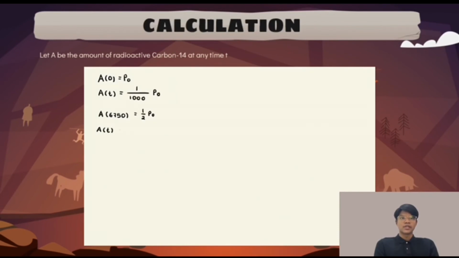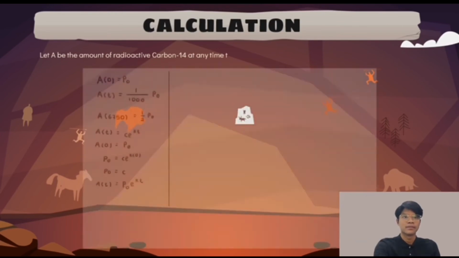We derive the equation A(t) equals C e to the power of kt. To determine C, t equals 0 and A equals P0. Next, we substitute into the equation A(t) equals C e to the power of kt, so P0 equals C e to the power of k times 0, and we get C equals P0. We rewrite the equation as A(t) equals P0 e to the power of kt.